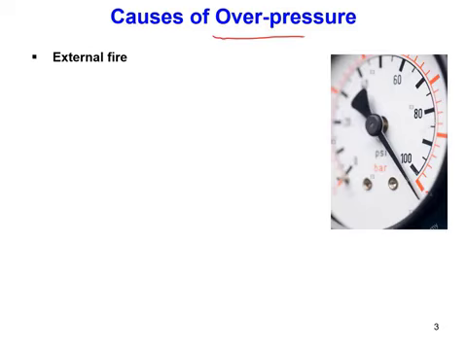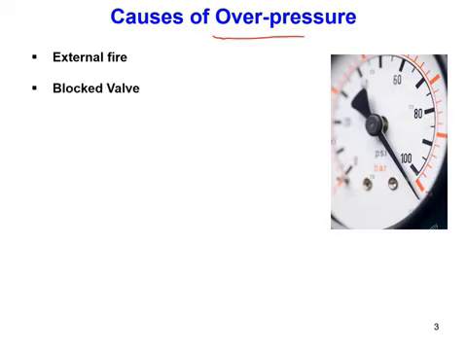Overpressure can be due to some external fire. We have one of our equipment catch fire and we cannot run it anymore, so we have to close it. If there was a gas line going to that equipment, now we have to stop that gas line, and if the gas is accumulated, we have to increase the pressure in other equipment, so we have to release it.